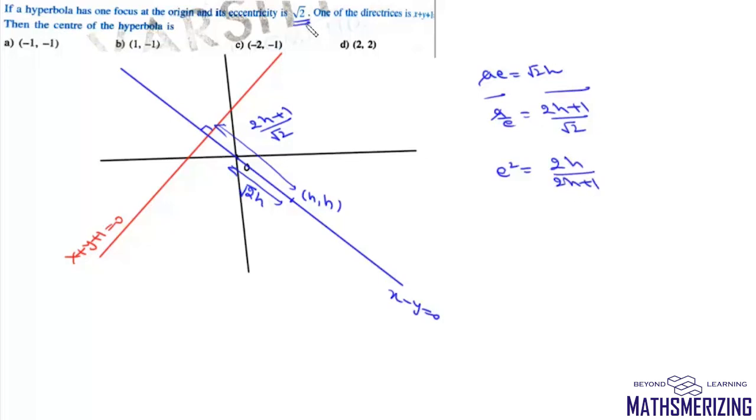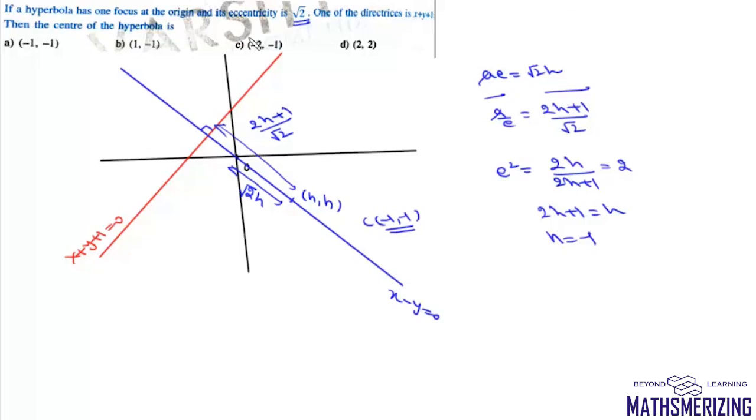Now eccentricity is simply root 2. So e square will be 2. So we'll get 2h plus 1 equals h. So the value of h is minus 1. Therefore the center of this hyperbola will be at minus 1 comma minus 1. So this is how we can find the center of this hyperbola.